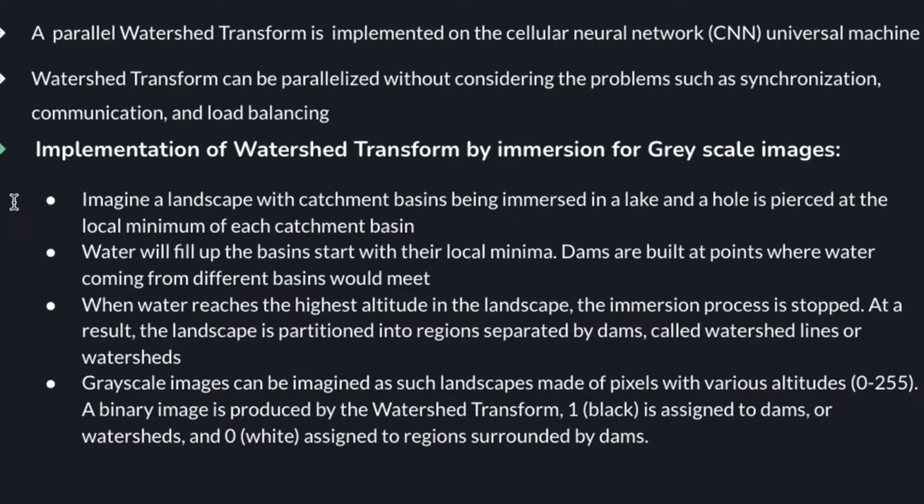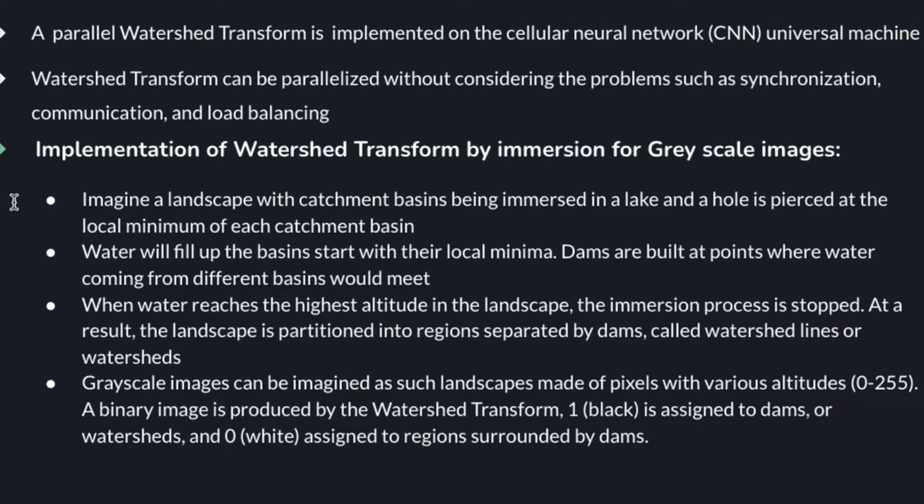Now let's look at the implementation of the watershed transform by immersion for grayscale images specifically. To understand the idea of watershed by immersion, you can imagine a landscape with catchment basins being immersed in a lake, and also imagine that a hole is pierced at the local minimum of each catchment basin. Now the water will fill up the basins starting with the local minimum. Also, dams are built at points where water coming from different basins would meet. Finally, when the water reaches the highest altitude in the landscape, the immersion process is stopped. As a result, the landscape is partitioned into regions separated by dams, which are called watershed lines, and can also be called watersheds.